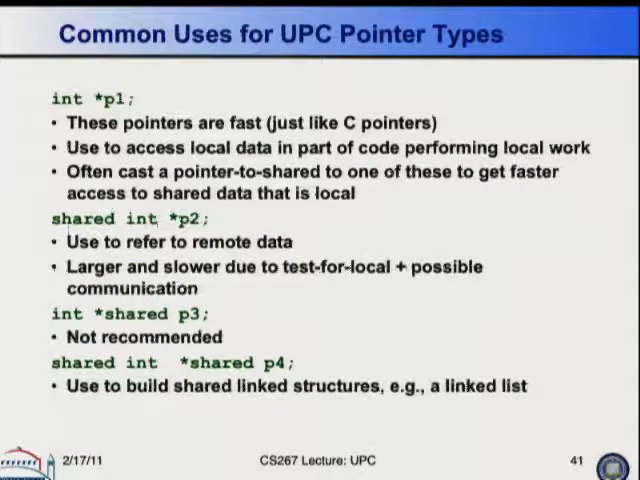Okay. So common uses of these. So int star p. They're still really important not to turn all of your variables in a UPC program into a shared variable, because they will run a little bit more slowly. So you still use these a lot when you're just building up local data structures and so on. If you have something that's a pointer to shared, that's something you're going to use to refer to remote data, whereas one of these shared things is used to build shared data structures that are themselves linked together with other shared pointers.